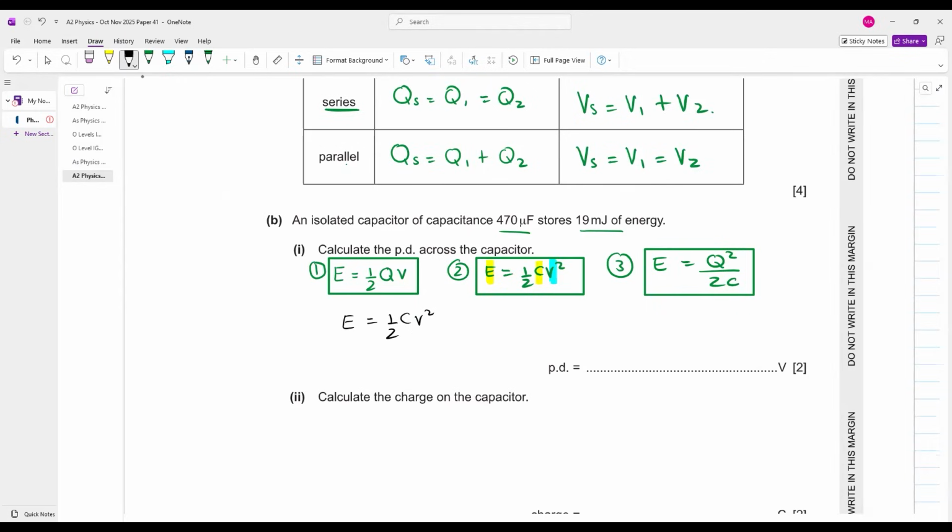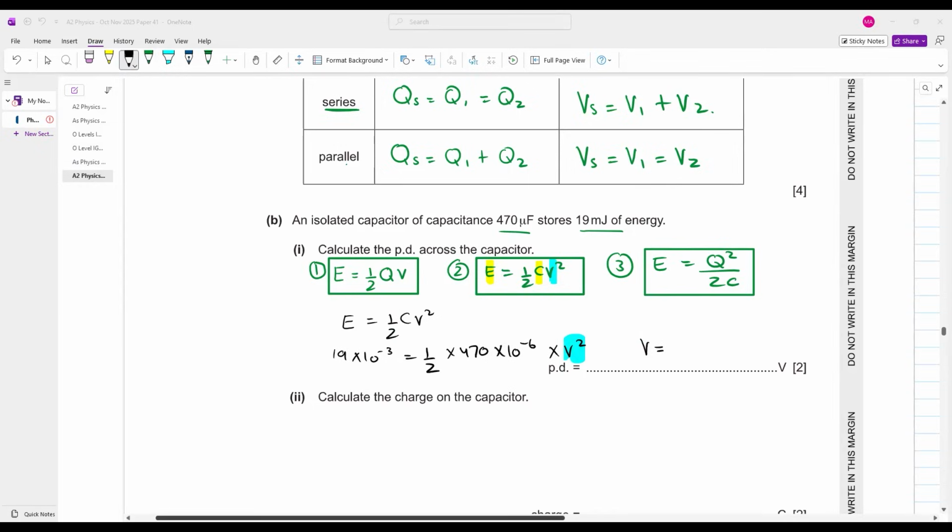What is your energy? 19 millijoules. 19 into 10 raised to the power of minus 3 is equal to half into capacitance की वैल्यू क्या है? 470 माइक्रोफैराड्स. 470 into 10 raised to the power of minus 6, into voltage का स्क्वायर. Can you calculate this value of voltage? वैल्यू ऑफ वोल्टेज निकाल सकते हो. The value of voltage comes out to be what, बेटा? Value of voltage comes out to be 9 volts.